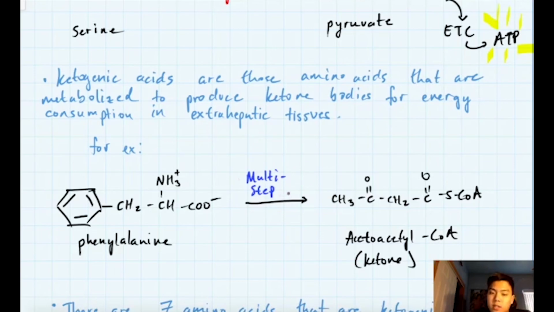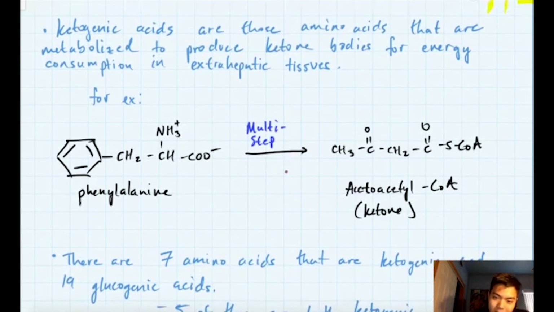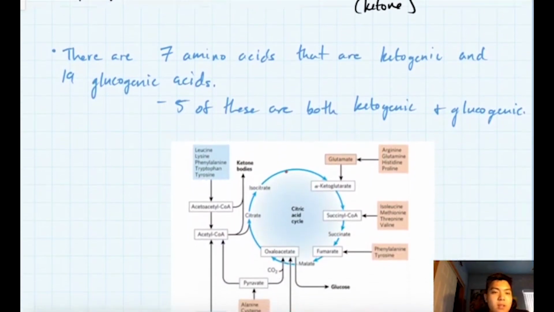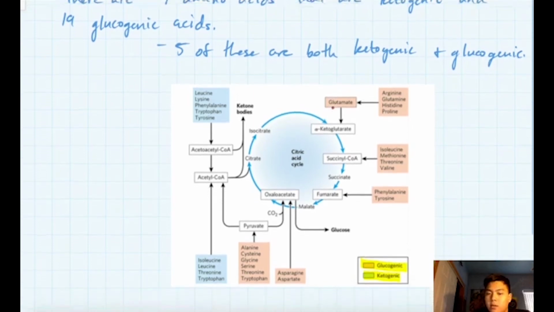And this is a multi-step process. We're not going to go over it. The objective says specifically that we don't need to know every single reaction because there's a lot in the textbook. If you want to learn them, go ahead, but I am not going to do that. So there are 7 amino acids that are ketogenic and 19 that are glucogenic, and then 5 of these can actually be both. So 5 of the amino acids can be used to create ketone bodies or enter the citric acid cycle.